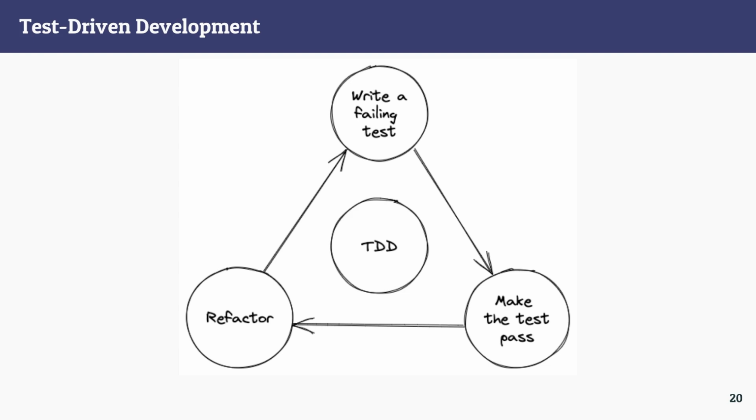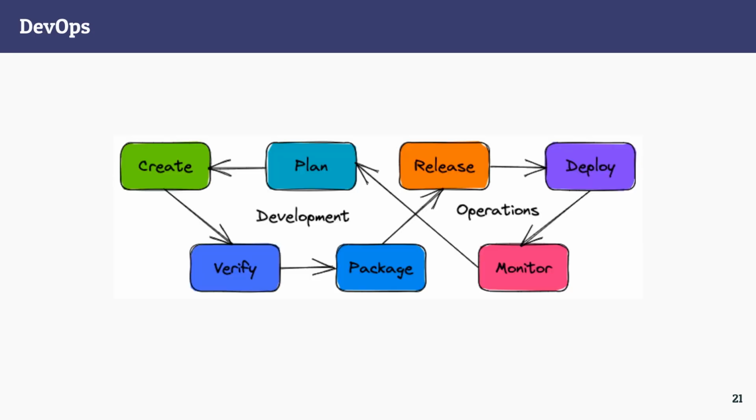DevOps is a set of practices that aims to improve the collaboration and communication between software development and IT operations teams. DevOps also emphasizes the automation and integration of various processes such as testing, deployment, monitoring, and feedback. By adopting DevOps, organizations can deliver software products and services faster, more reliably, and with higher quality.